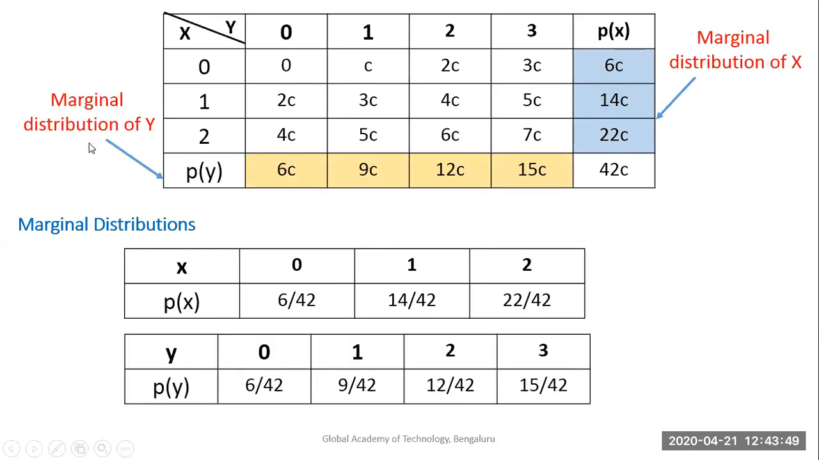Similarly, the marginal distribution of y is adding each column here. We get for y equal to 0, 1, 2, 3. The corresponding probabilities are 6c. That is 6 by 42, 9 by 42, 12 by 42, and 15 by 42. So these are the marginal distributions of x and y.